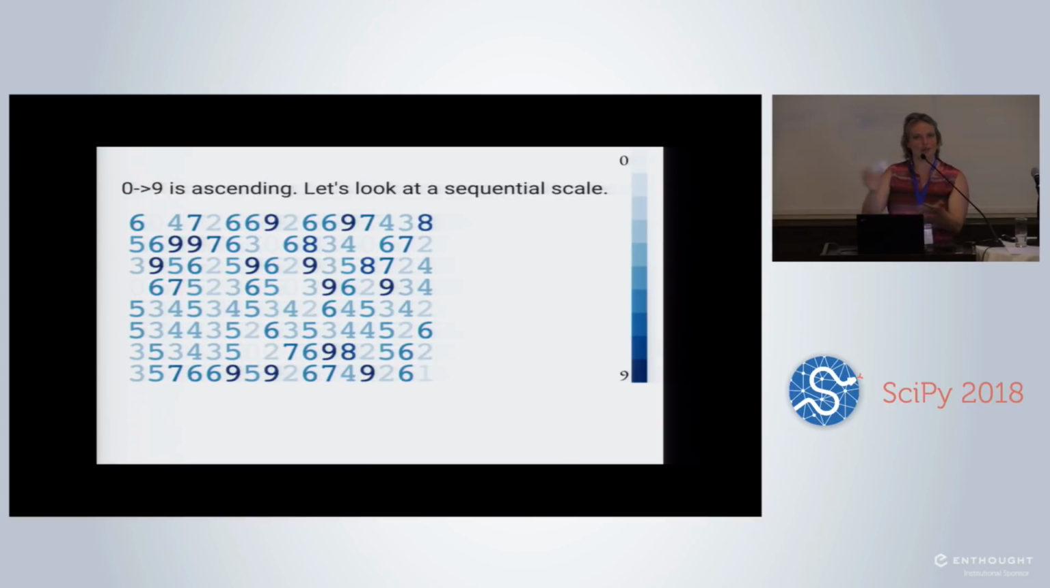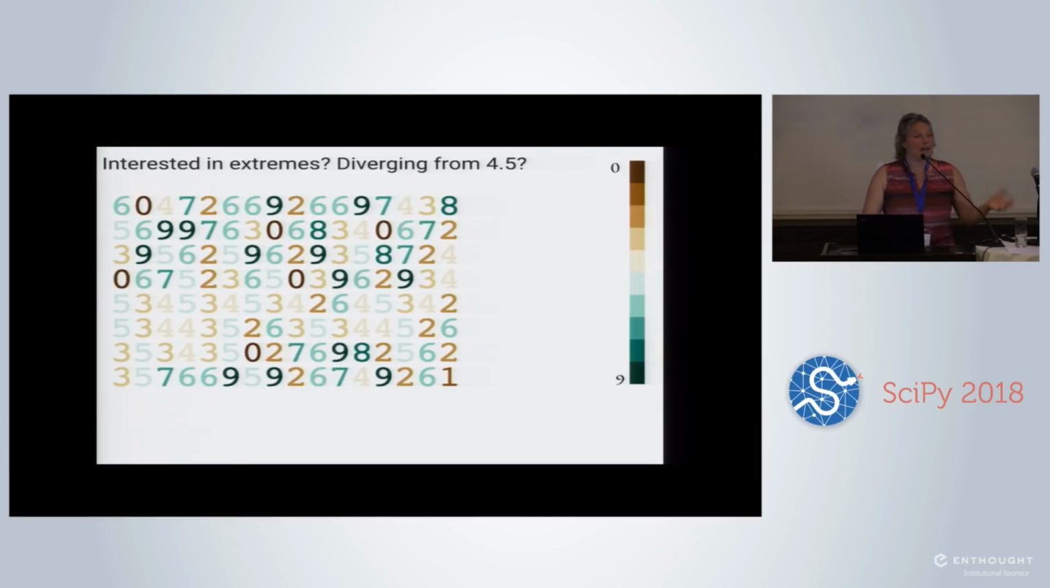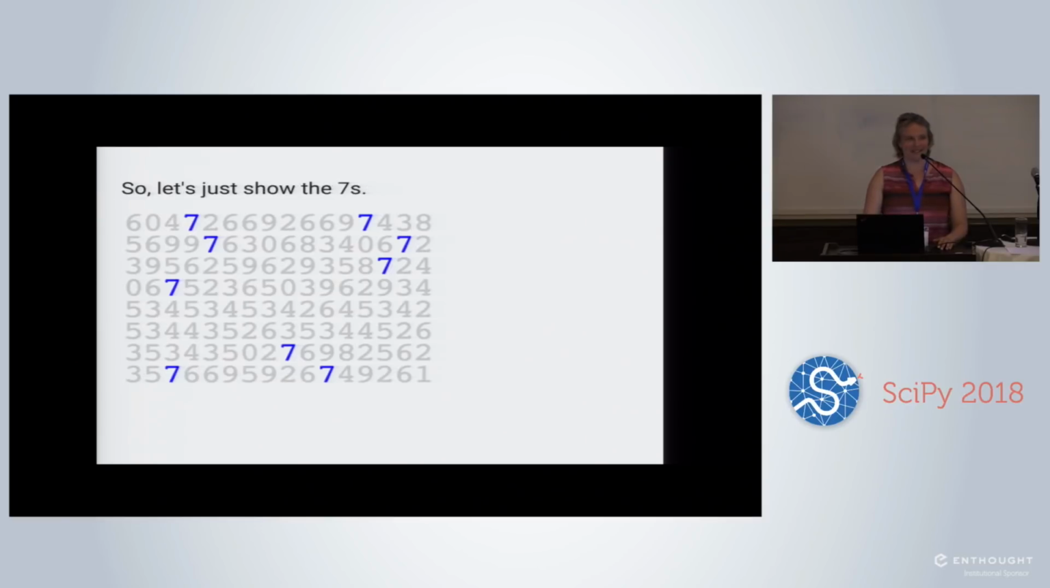But if this is a sequential data set, so let's throw an ascending color map on there. We might start noticing some patterns here, but it's still hard to answer our question. Viridis is super popular, so we could use that. But all I see are the 9s. Maybe we're interested in extremes. We could use a diverging color map from 4.5. And we might start noticing some interesting things in our data set here. But we still haven't answered our question, and we have a really specific question. We want to know how many 7s there are. So let's just do that. And now we can both see the 7s and where they are in this data set.